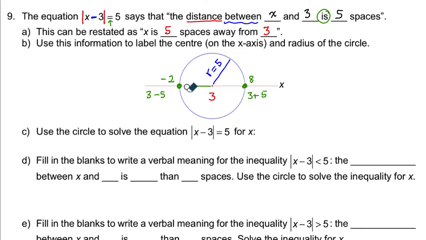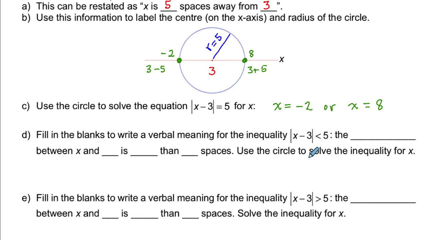So we can see that there are 2 solutions or values for x which convey this information. And that's how we use the circle to solve the absolute value equation, to say that x is either equal to -2 or +8. We use the word or in between here because x can't be both -2 and 8 at the same time. Now we can use the same strategy for filling in the blanks with an inequality statement.